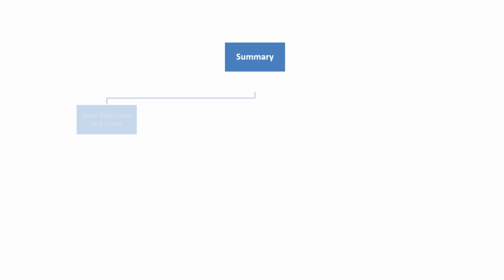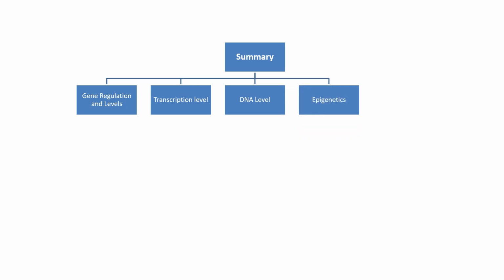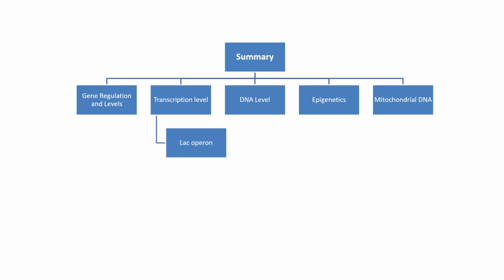To summarize, we have seen what gene regulation is, why gene regulation is needed for our body, and the various levels at which gene regulation can take place. The most important level is the transcription level, and the other is the DNA level. We have seen about epigenetic modification, which also contributes to gene regulation. And we have seen a few words about mitochondrial DNA.